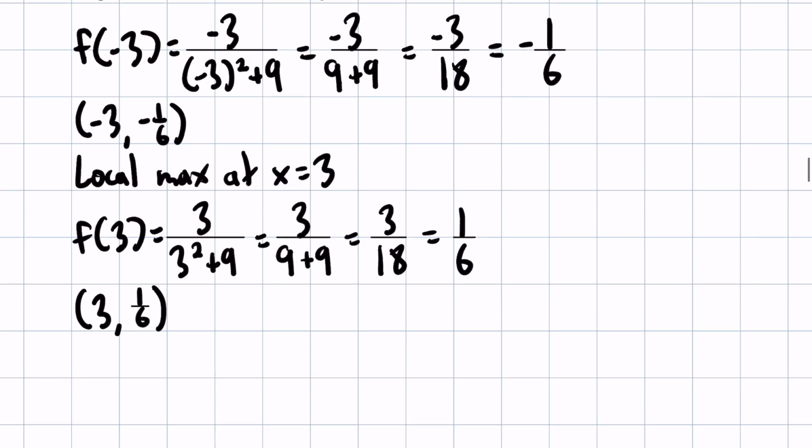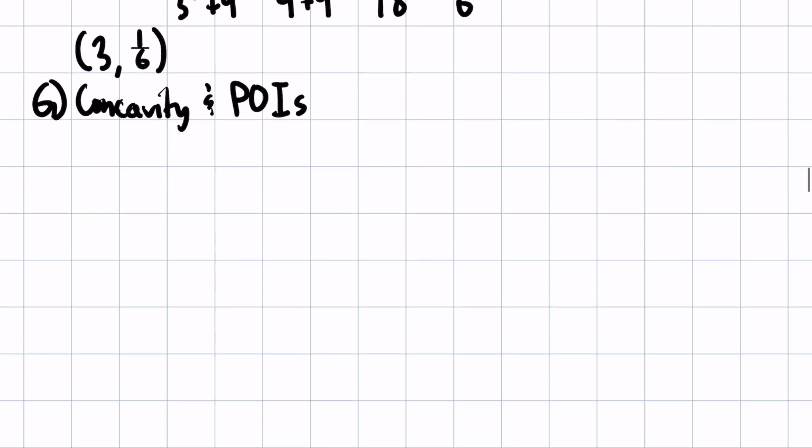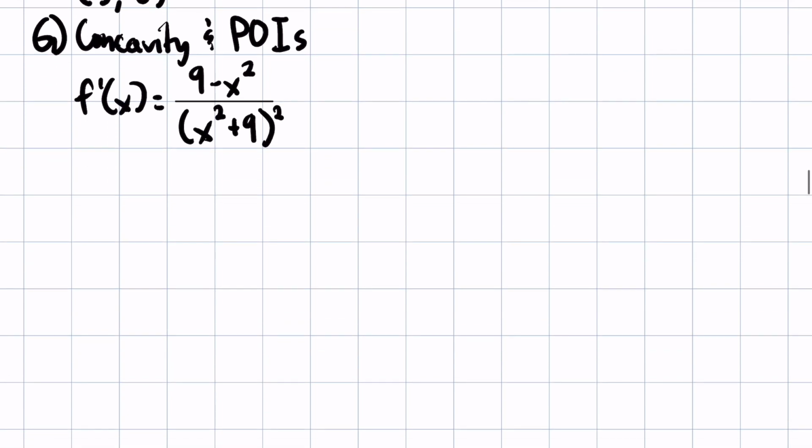All right, next we want to move on to concavity and inflection points, which I shorten as POIs for points of inflection. So if you remember, f prime looked like this. It's 9 minus x squared over x squared plus 9 squared. We want to find f double prime. So that's going to take the quotient rule again.